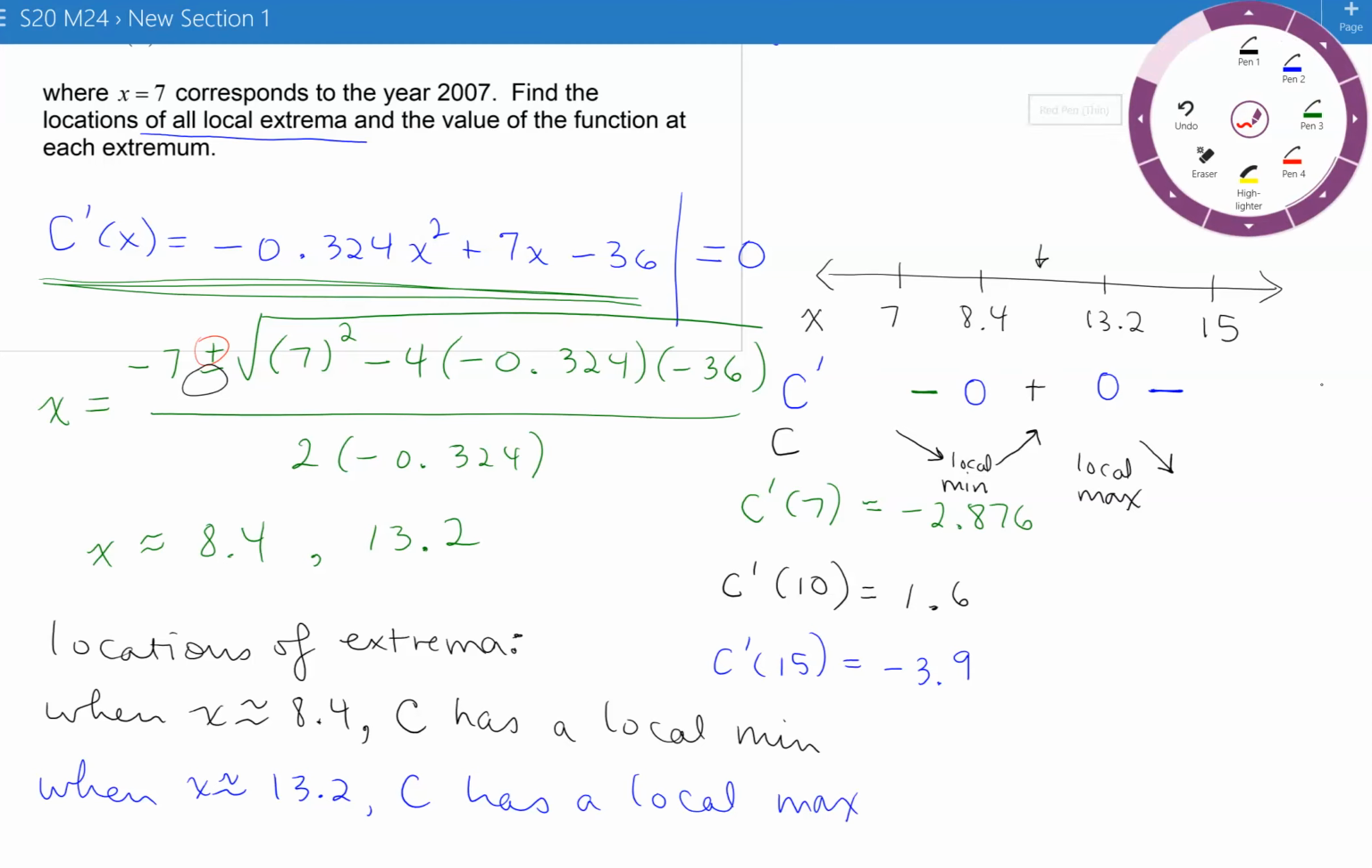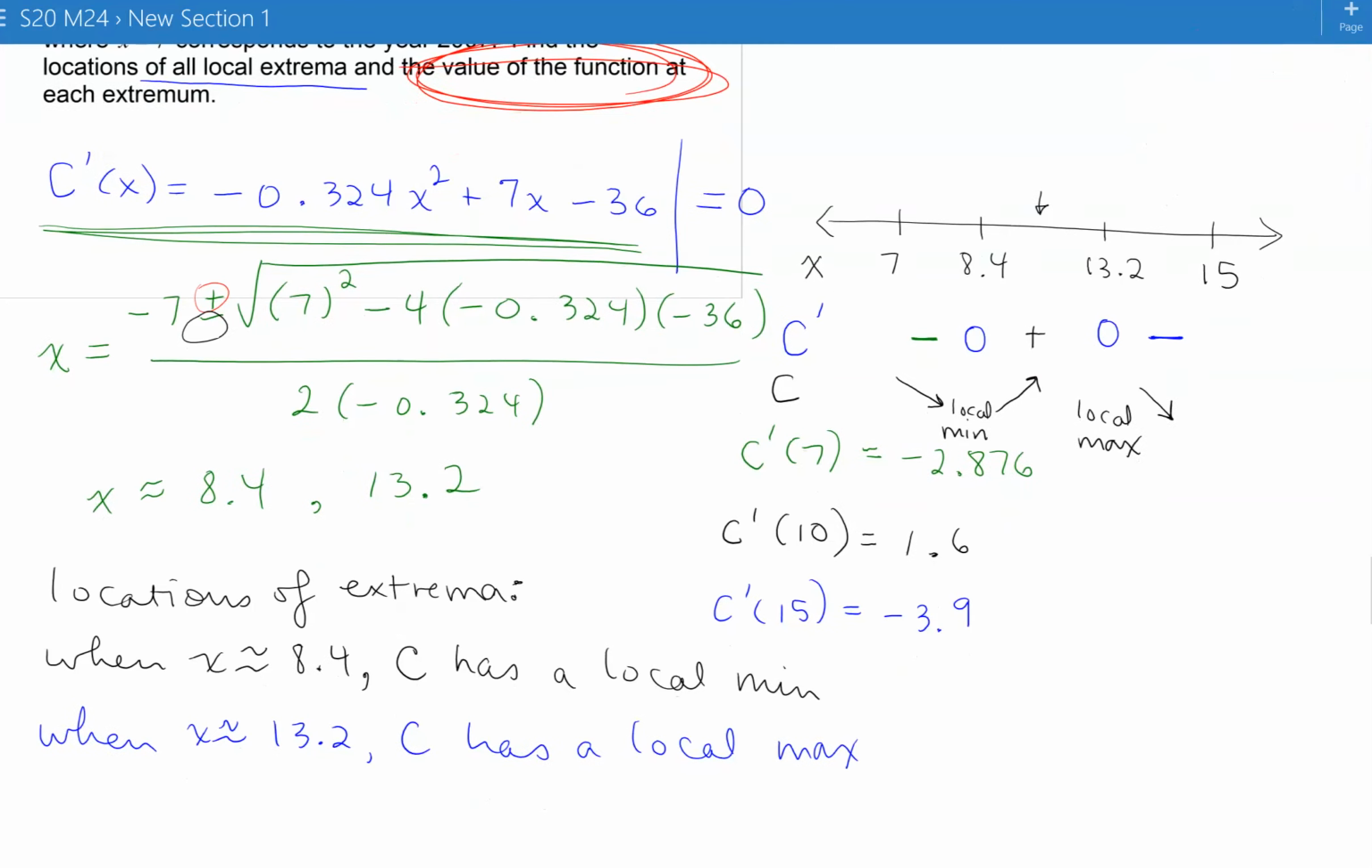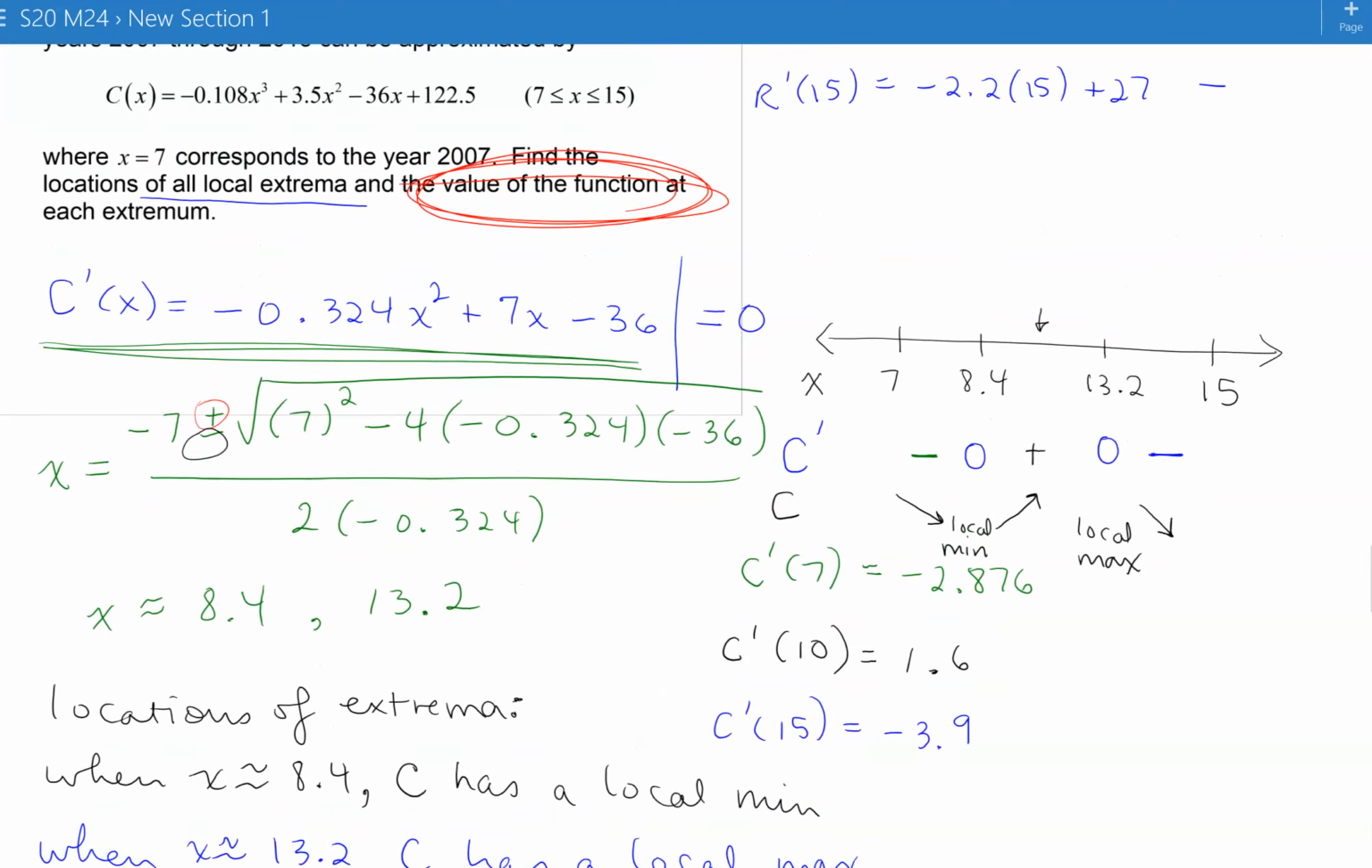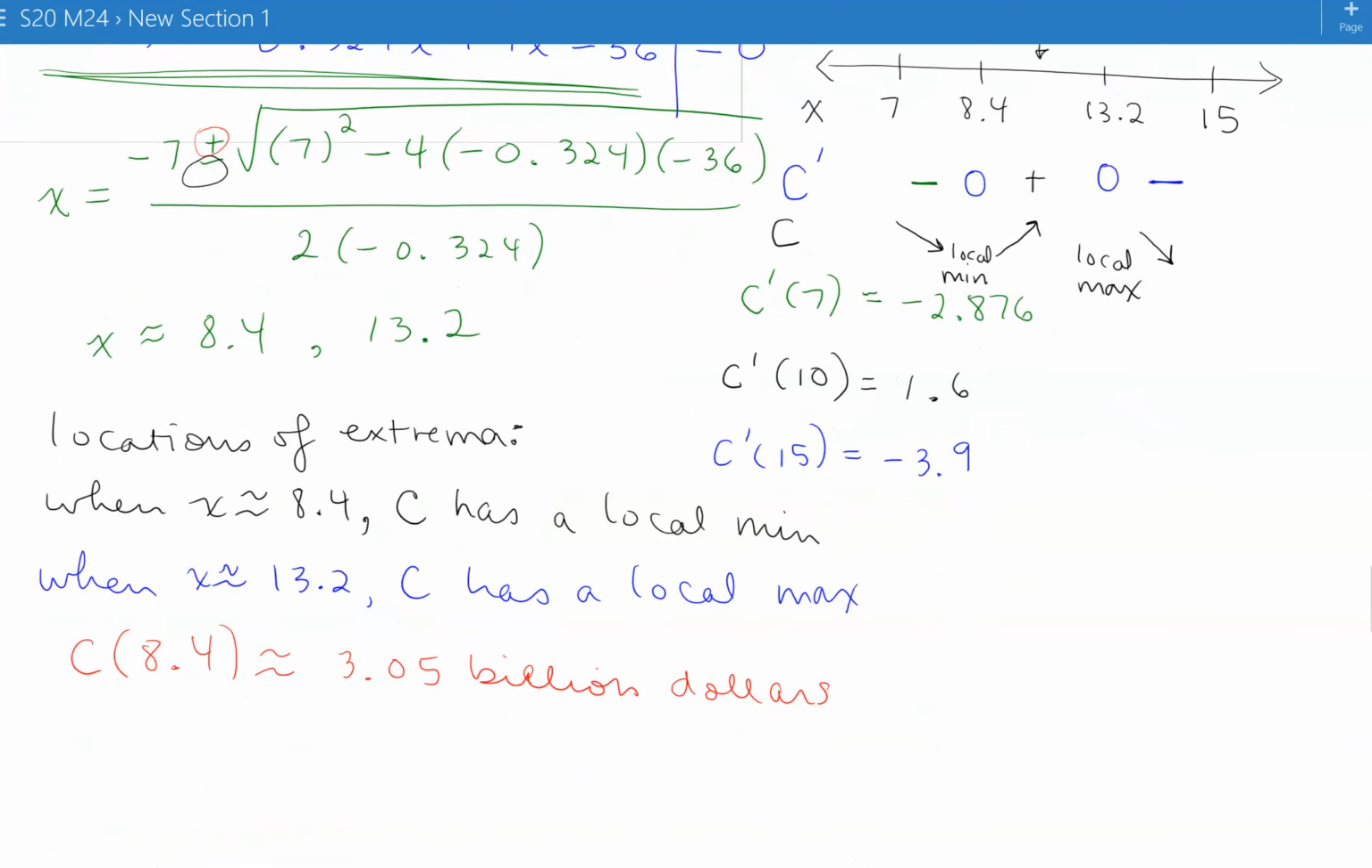And then we're also asked to find the value of the function at each extreme. So you'd want to find C of 8.4. And I got about $3.05 billion. So make sure you're plugging back into the C function. And then C of 13.2 was about $8.74 billion.